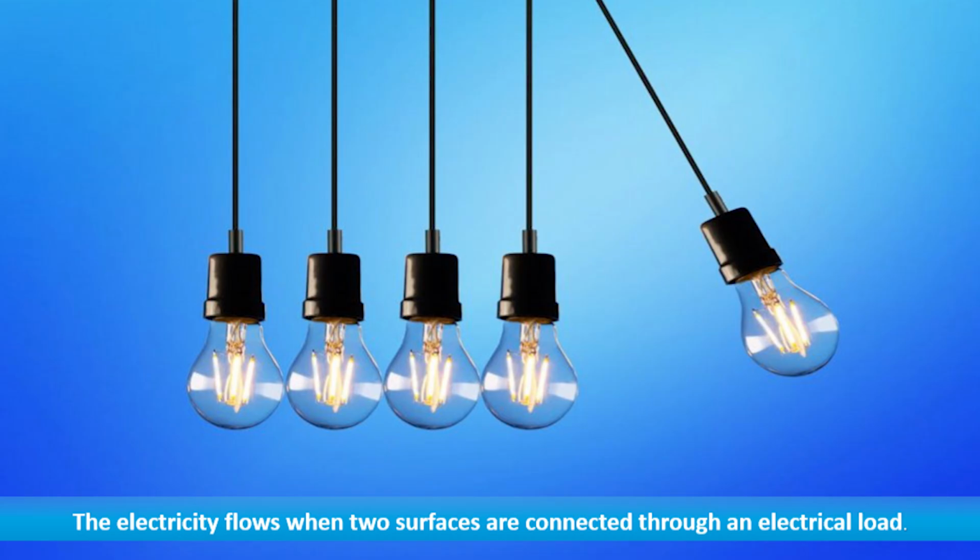This electrical load may be any DC fan, any DC bulb. So these are basically electrical loads. Whenever the current has to flow, that means you have to make a circuit. So the two terminals, positive and negative, are connected to the electrical load.